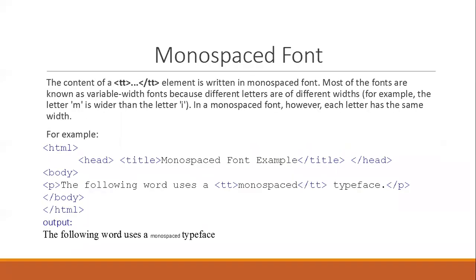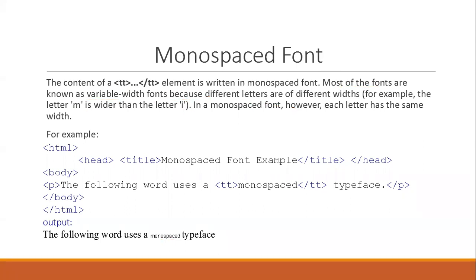Now the next topic is monospace font. So what is a monospace font? The monospace font is written with the TT tag, and the element is written in the monospace font. Most fonts are known as variable width fonts, because different letters have different widths. So you can see letter M has more width than letter I. In monospace, every character gets the same width. See over here, M has the same width as O, N has the same width as O, and C also, like this only.